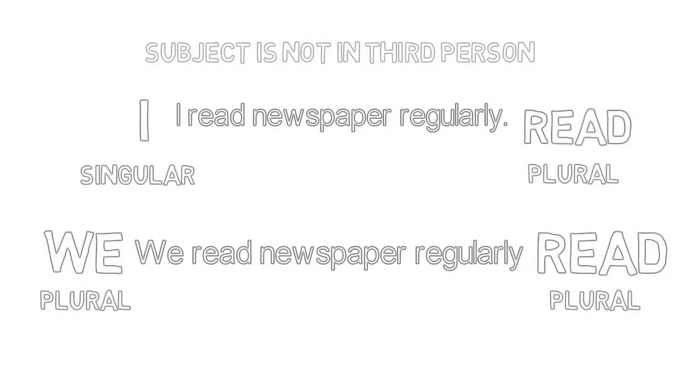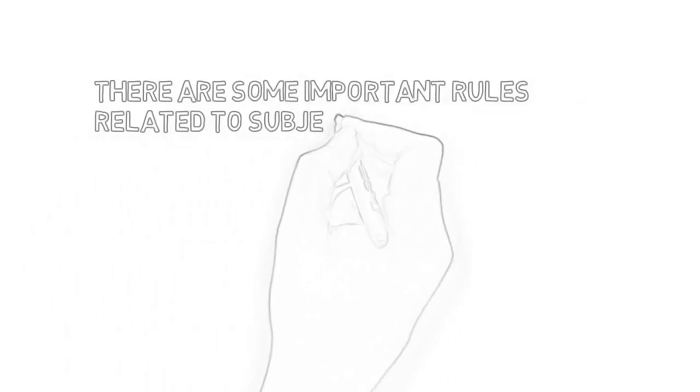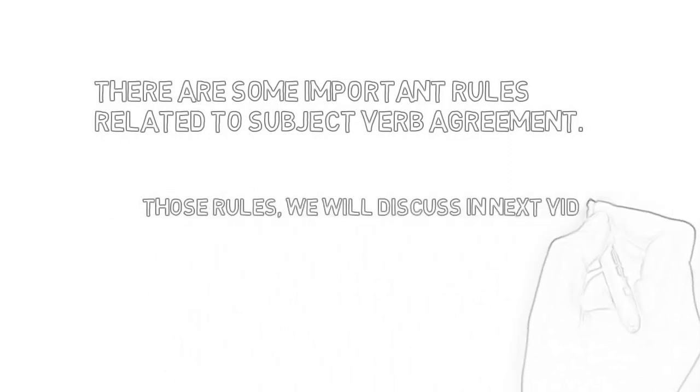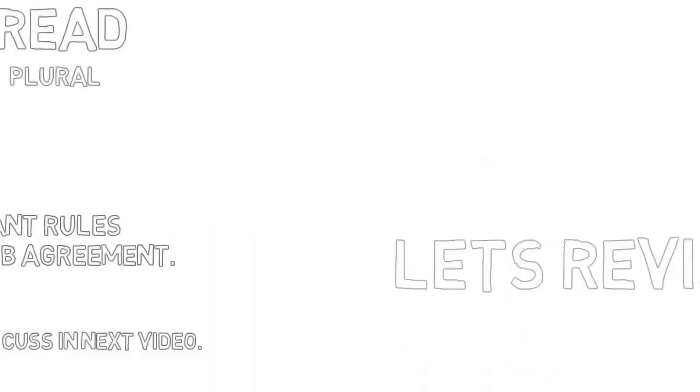So, in case of first and second person, there is no rule of singular subject, singular verb and plural subject must have plural verb. Please remember this concept also. There are some important rules related to subject-verb agreement. Those rules we will discuss in the next video. Let's quickly revise what we learned in this lesson.